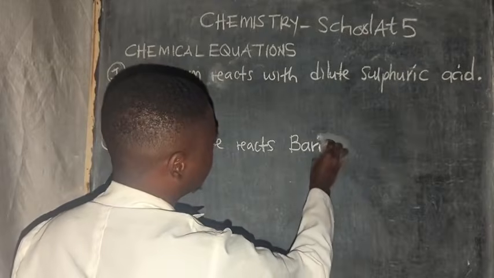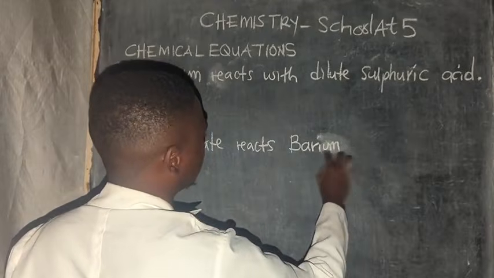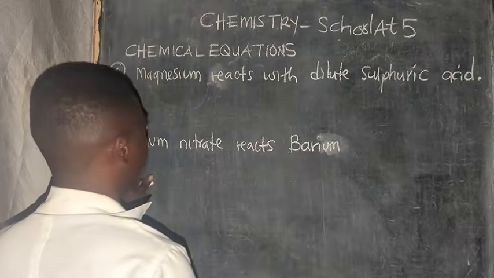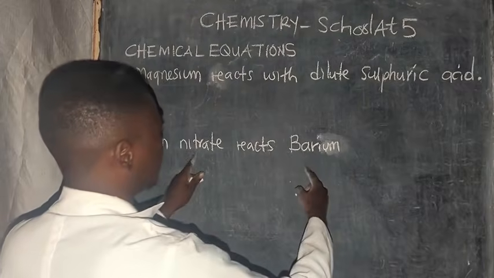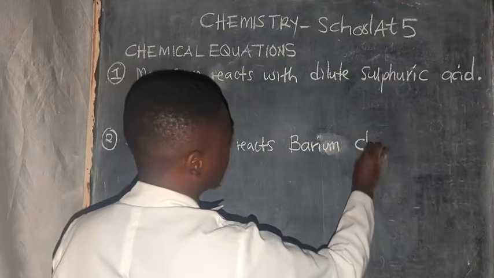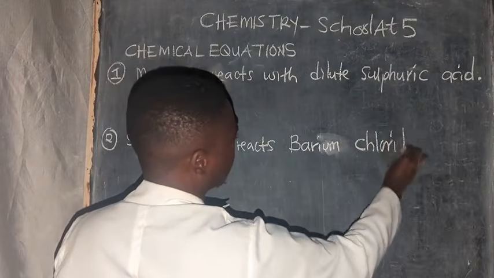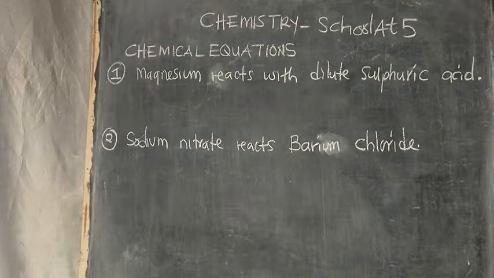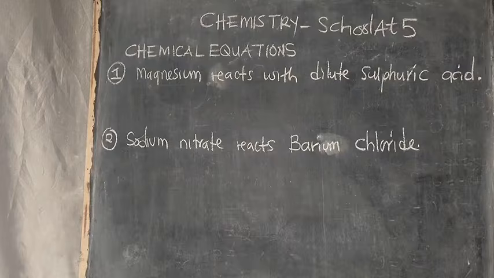Okay, barium. I'll say barium... okay, this one, that's not barium. So I'll say barium chloride. I just want to predict what is being produced. Okay, let's just start with these two. We see how we are going to go about this.